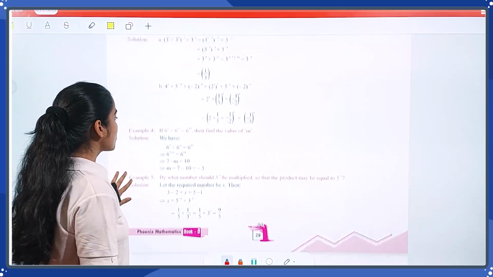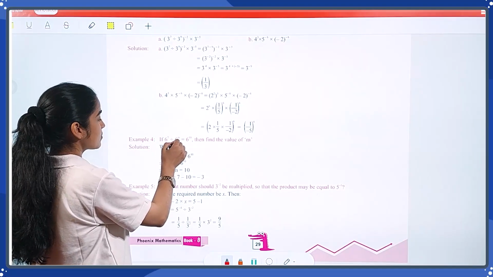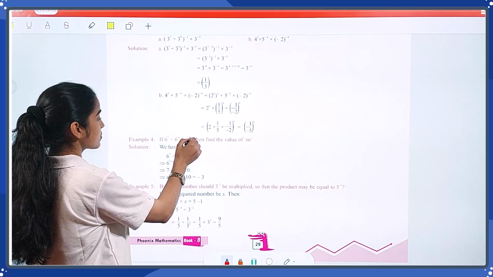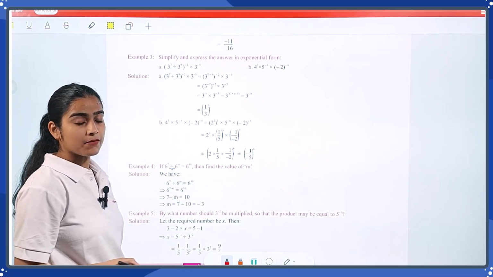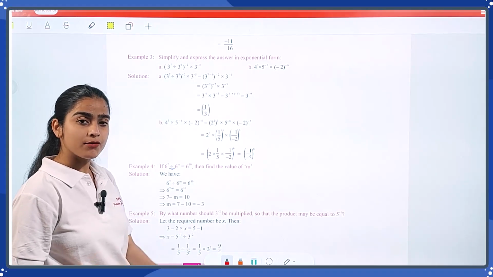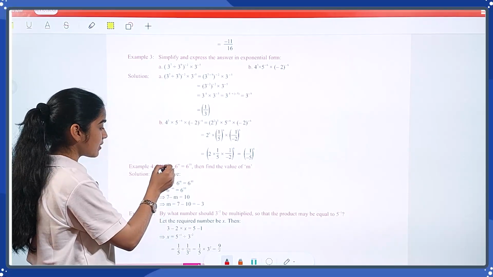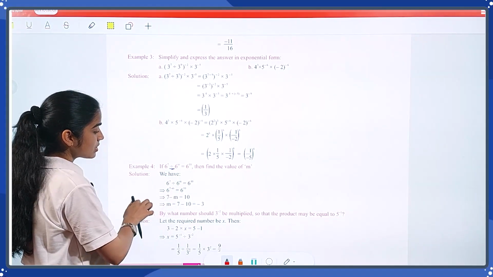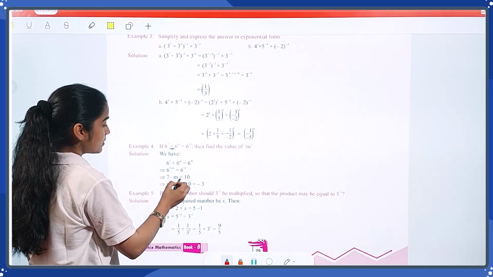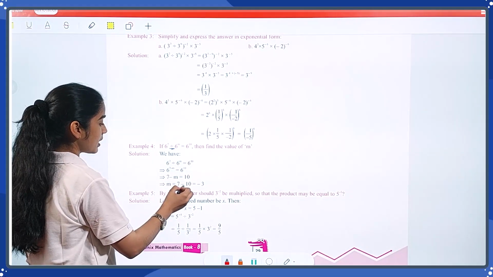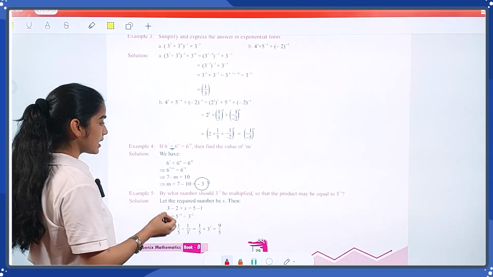So simple. Now, 6 raised to the power 7 divided by 6 raised to the power m is equal to 6 raised to the power 10. It means we have a division, and division means we have to subtract. So 7 minus m is equal to 10. m is equal to 7 minus 10, which is minus 3.